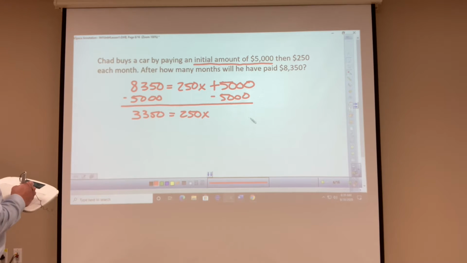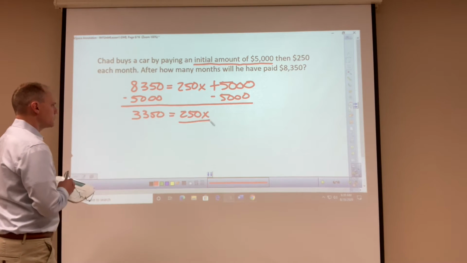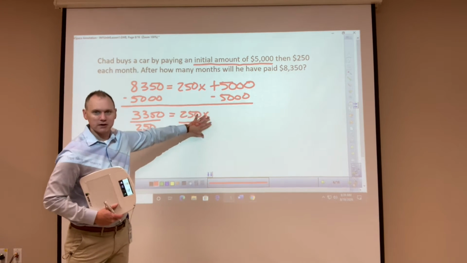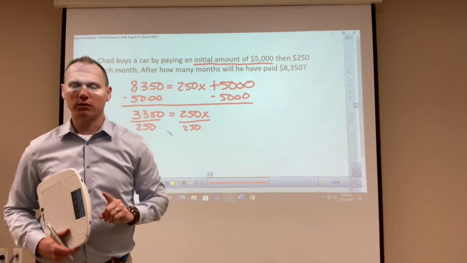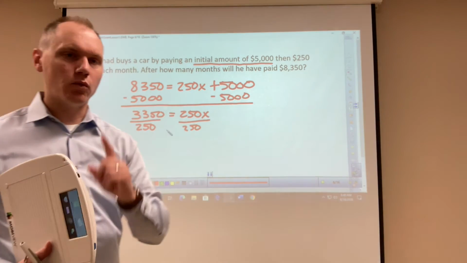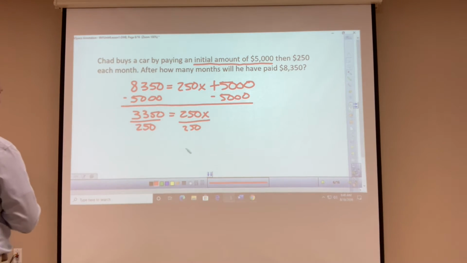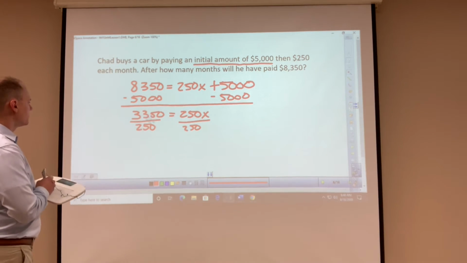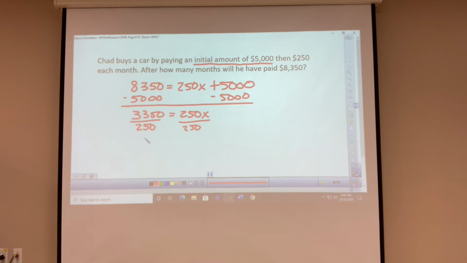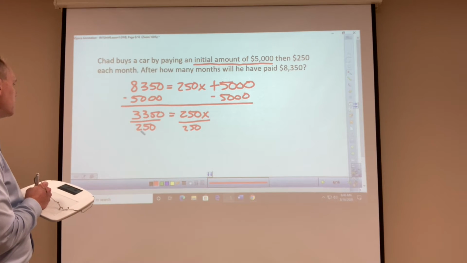Okay, and from there we can divide by 250. So we have 250 x's over here, and we want to find out what one of them is worth. So if we divide both sides by 250, we can find out what one of them is worth. So let's see, 3,350 divided by 250. Let's see here. That's going to be, 250 goes into 500.